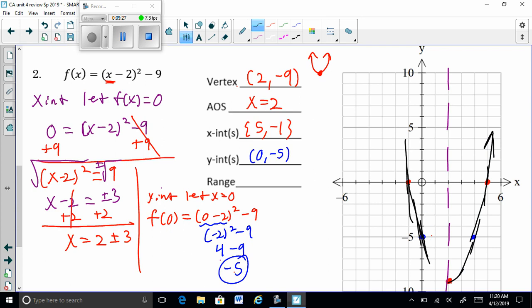It got a little messy there, but that's okay. That's fine. That'll work. All right. And then now the range, this time we are bounded below. I only go down to negative 9, so I can't go past negative 9. But going up, there is no limitation, so it goes up to infinity.